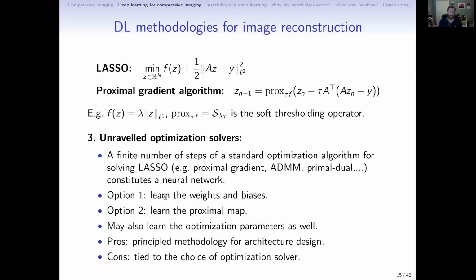Now the idea is to say, okay, let's learn some component of that neural network instead. So we could learn the weights and biases here, or you could actually learn the proximal map instead. So there are different ways you can do this. And you might also learn the optimization parameters as well. The advantage of this is, again, it's a principled way to design architectures. The obvious disadvantage is it's tied to the optimization solver that you use. So that might have some limitations.